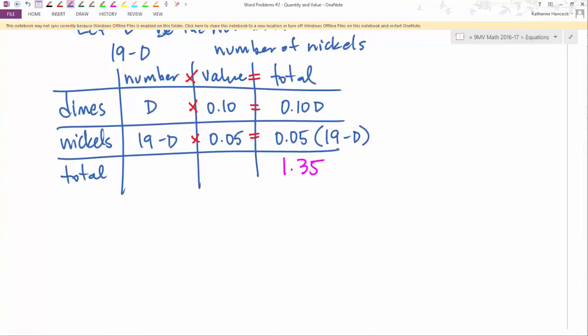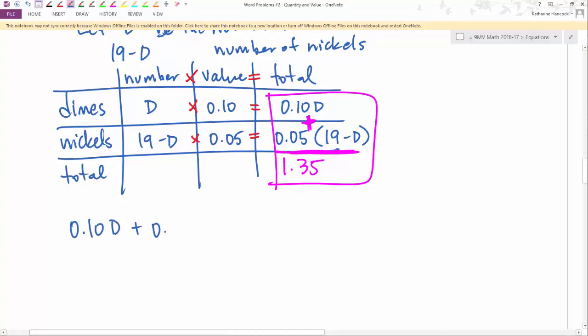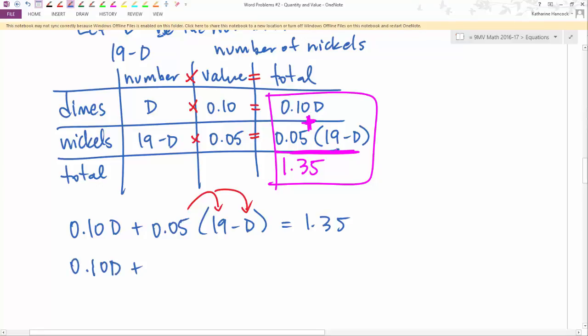So my formula is going to come from here. This plus this equals that. So 0.10D plus 0.05 bracket 19 minus D equals 1.35. Going to have to distribute. So 0.10D plus 0.05 times 19 is 0.95 minus 0.05D equals 1.35. I'm going to combine like terms.